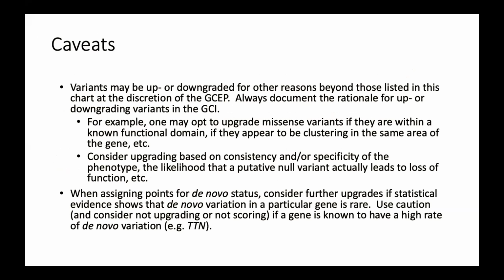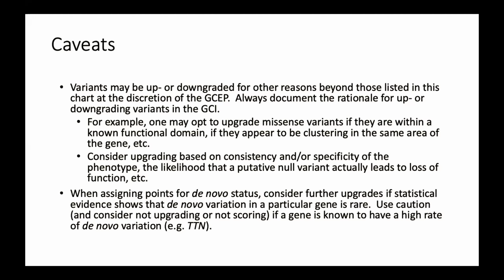You may, for example, opt to upgrade missense variants if they are within a known functional domain and they appear to be clustering in the same area of the gene. You can also consider upgrading based on consistency or specificity of the phenotype, the likelihood that a putative null variant actually leads to loss of function, and so on.